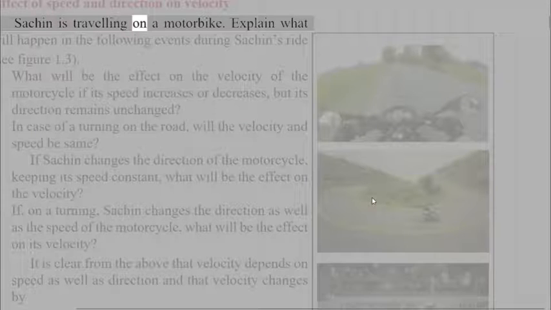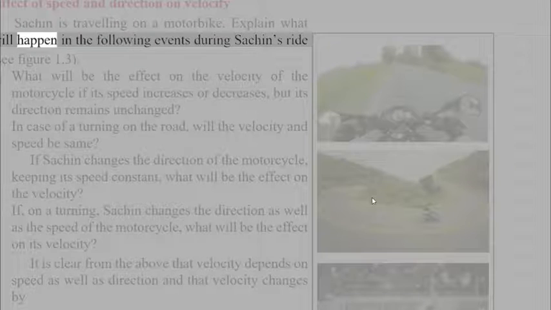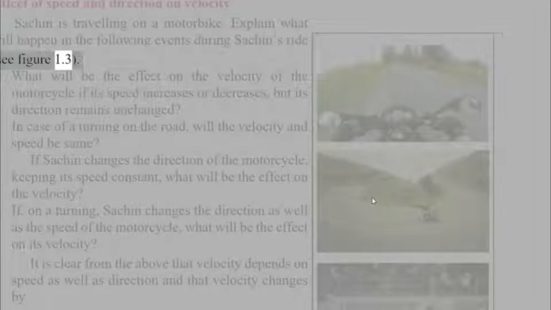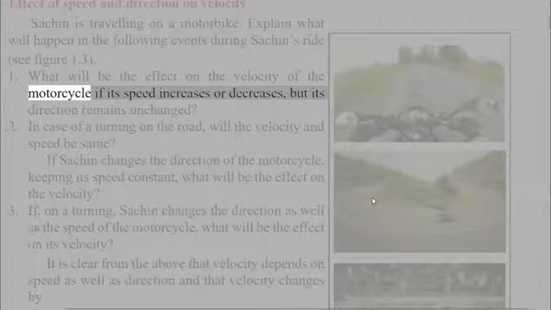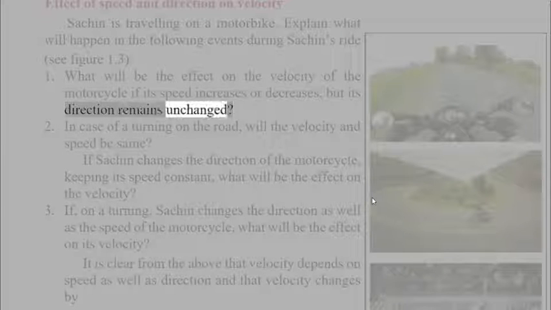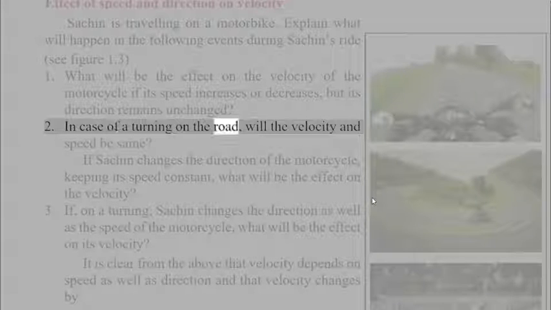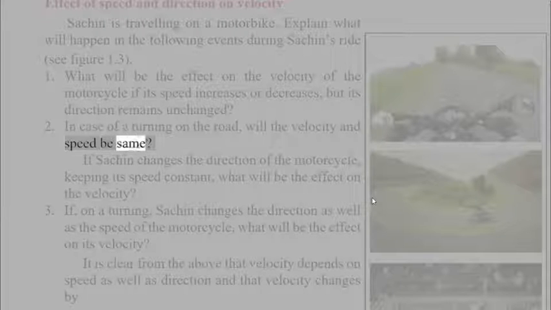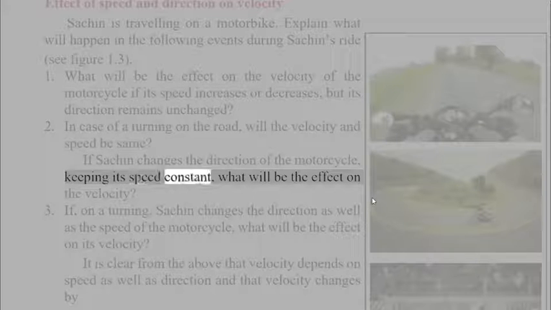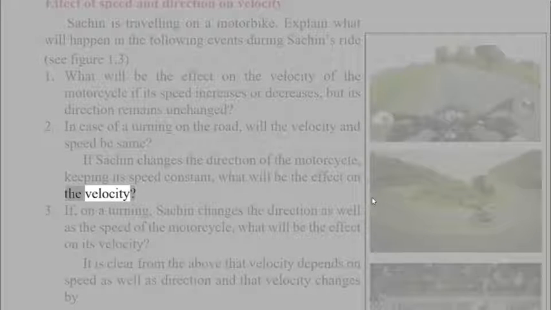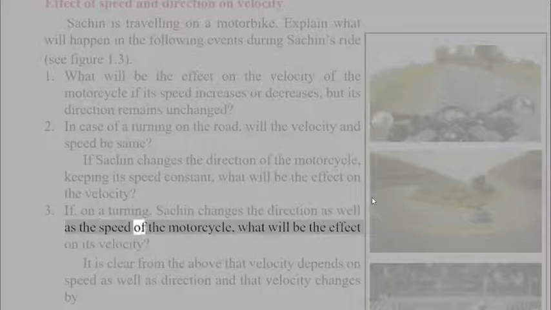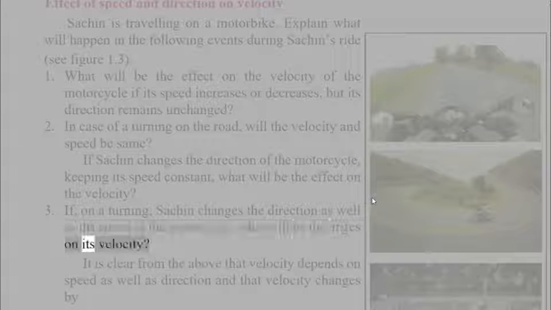Sachin is traveling on a motorbike. Explain what will happen in the following events during Sachin's ride, see figure 1.3. 1. What will be the effect on the velocity of the motorcycle if its speed increases or decreases, but its direction remains unchanged? 2. In case of a turning on the road, will the velocity and speed be same? If Sachin changes the direction of the motorcycle, keeping its speed constant, what will be the effect on the velocity? 3. If, on a turning, Sachin changes the direction as well as the speed of the motorcycle, what will be the effect on its velocity?